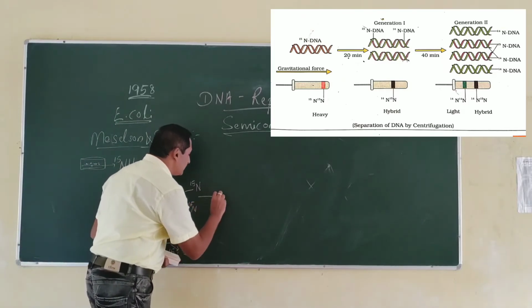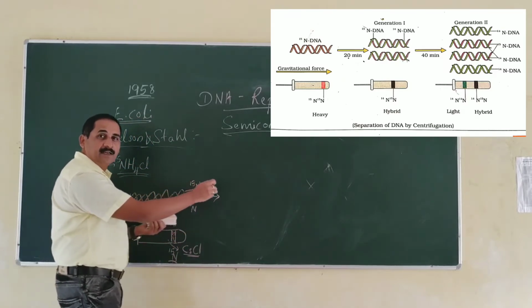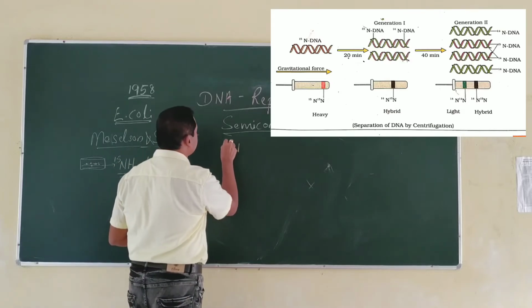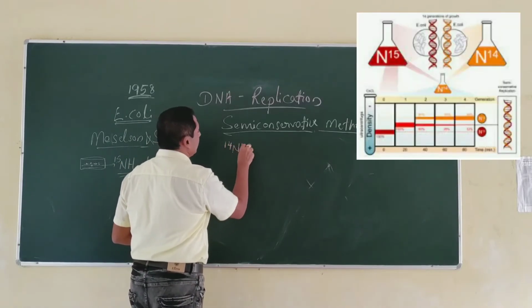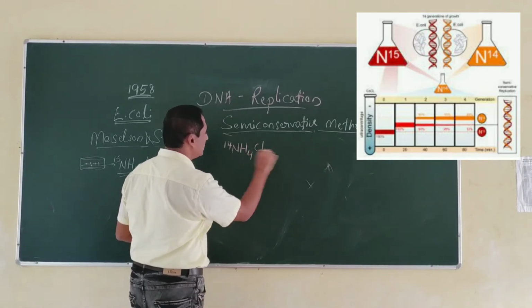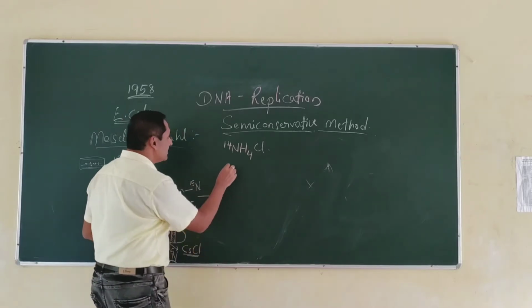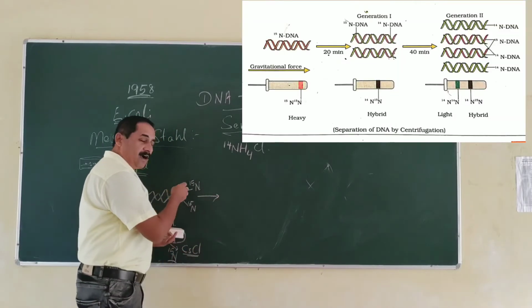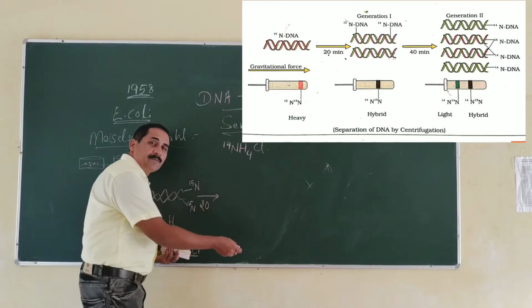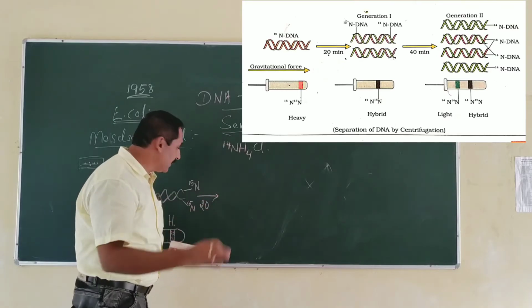Then they transferred the E. coli bacteria into a different medium which contains N14 NH4Cl, a normal, light isotope. After 20 minutes, the bacteria divide. E. coli bacteria divide every 20 minutes.